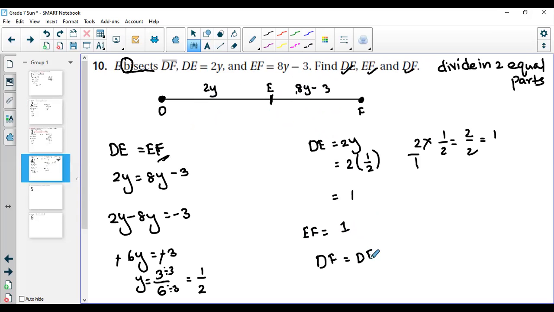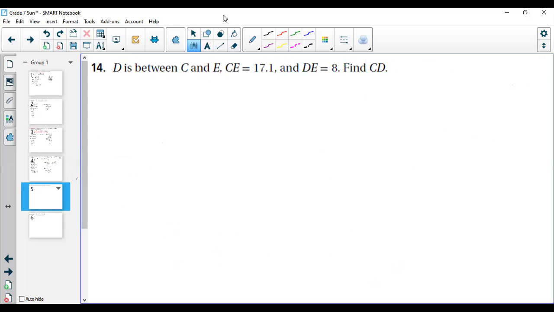So D and F is DE plus EF, right? DE plus EF is the total length of DEF. So this is going to be DE is 1, EF is 1. So the total length of DF is going to be 2. All this we just did to get this number 2. Okay, but that's math. Fine. Let's find this answer quickly.